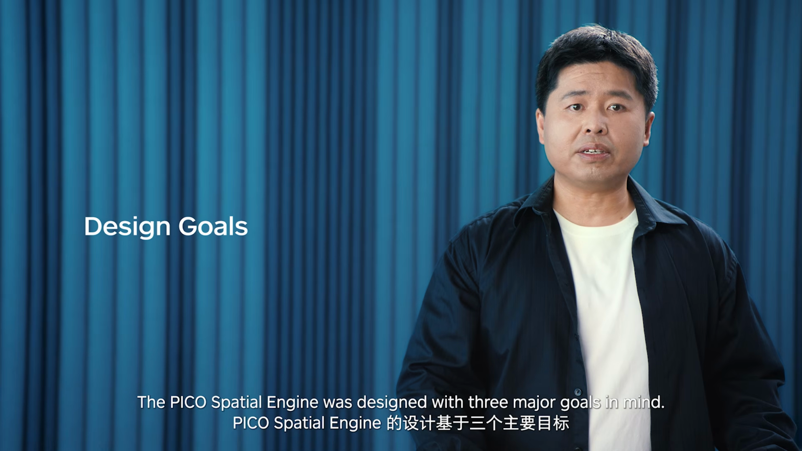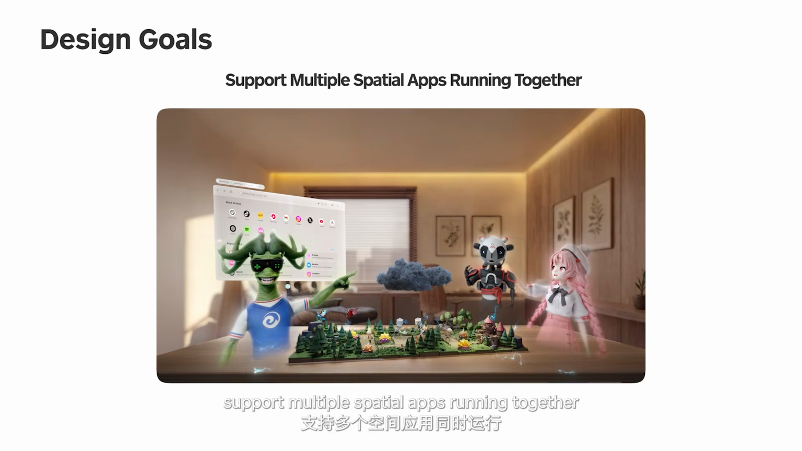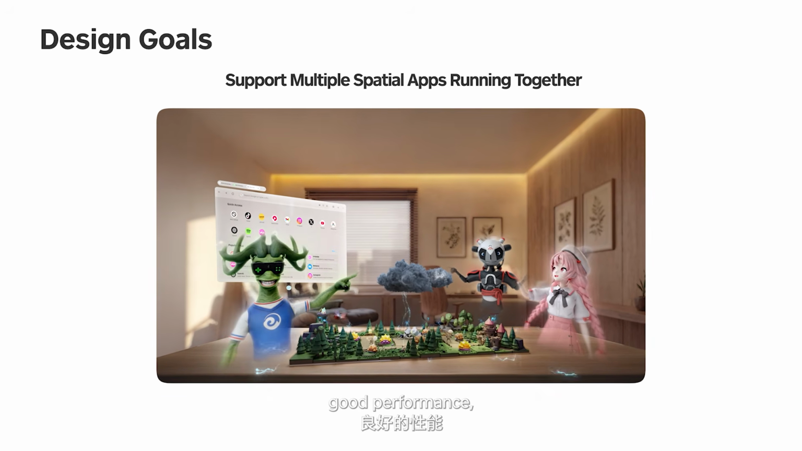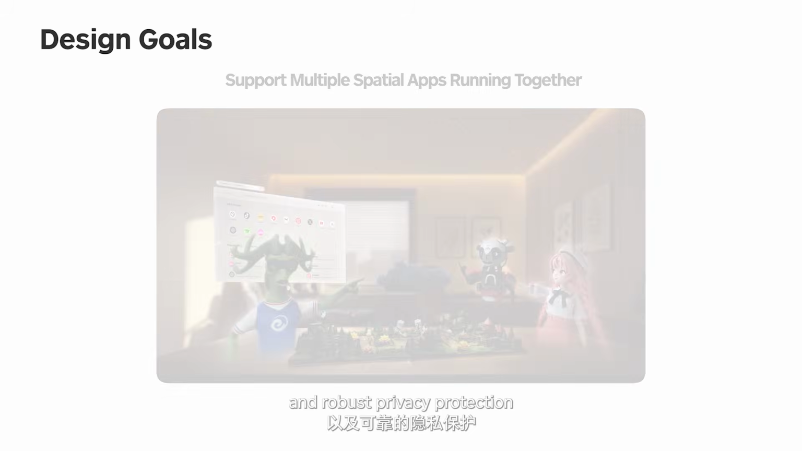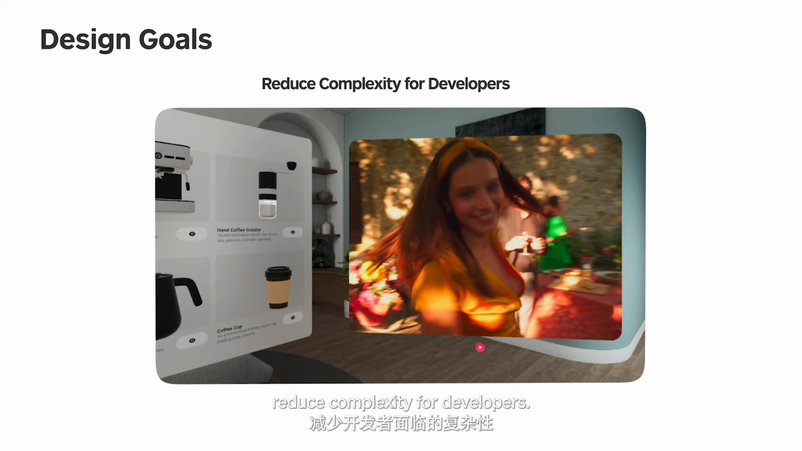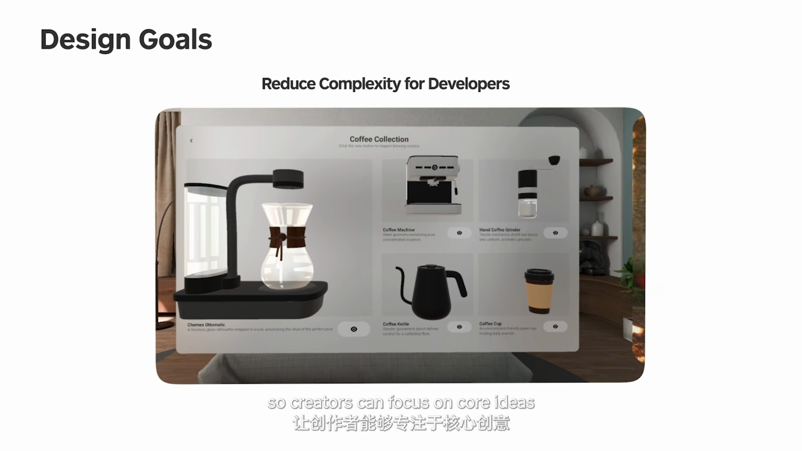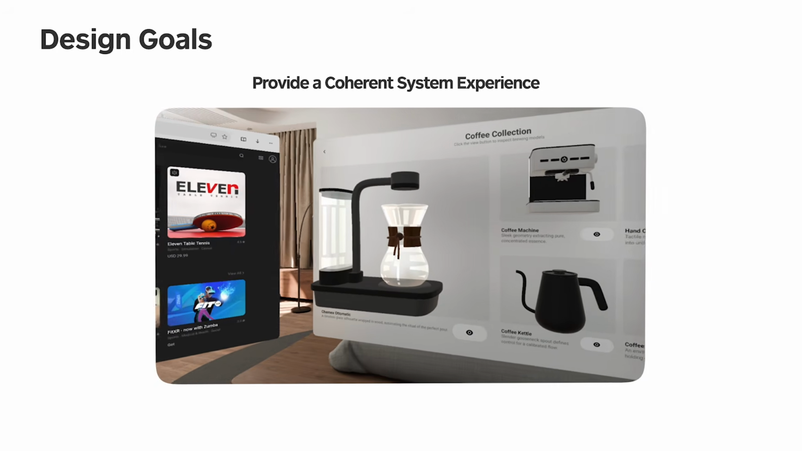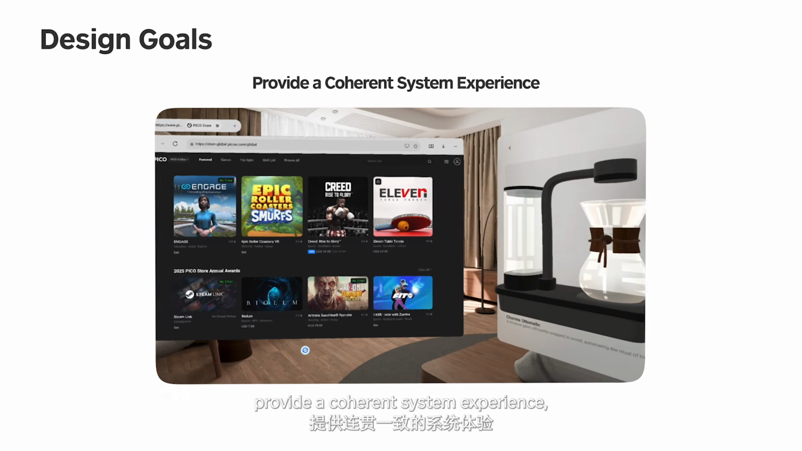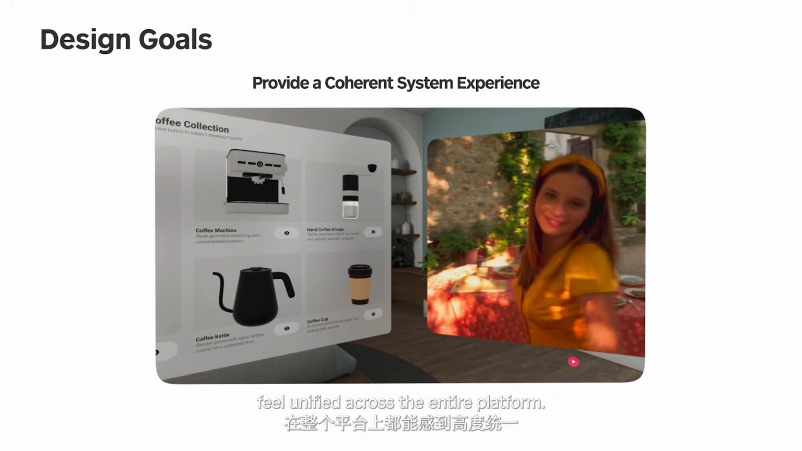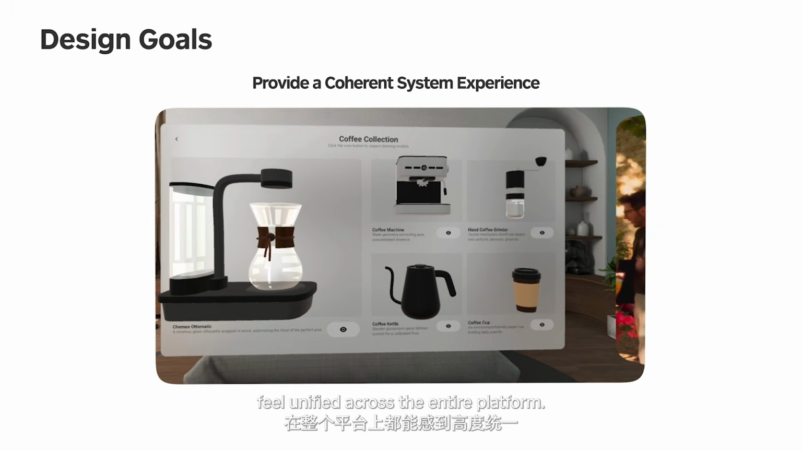The PICO Spatial Engine was designed with 3 major goals in mind. First, support multiple spatial apps running together, with comfortable composition, good performance, and robust privacy protection. Second, reduce complexity for developers. The engine handles low-level technical details, so creators can focus on core ideas and user experience. Third, provide a coherent system experience, so visual quality, interaction, and UI design feel unified across the entire platform.